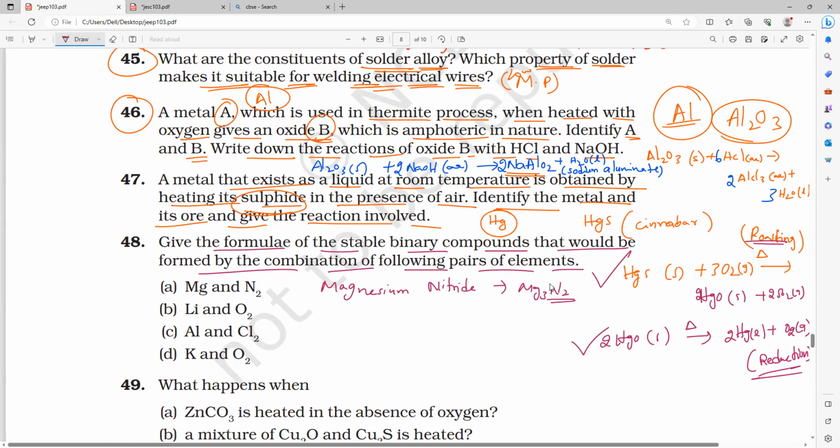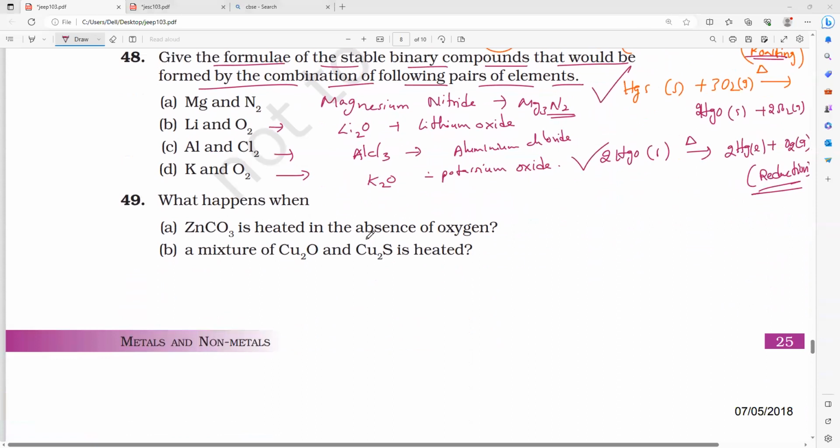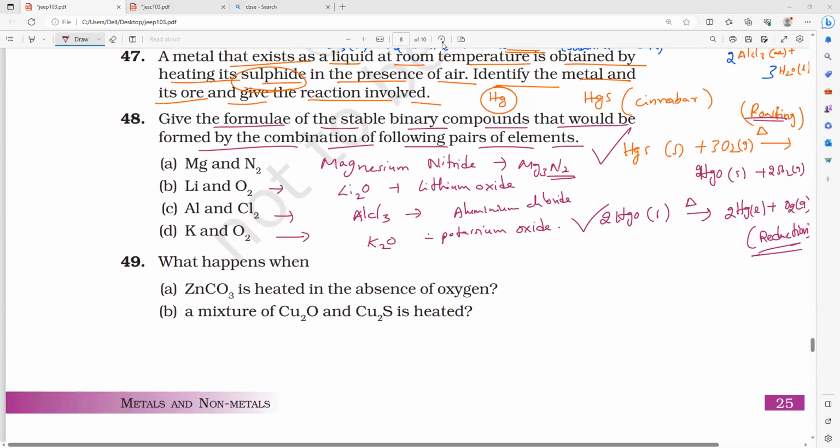Please write it. Next, Li and O2. What will happen? Lithium oxide. Li plus O2 gives Li2O, lithium oxide. Aluminum chloride. Al and Cl2, aluminum chloride, AlCl3. Next, potassium and oxygen, potassium oxide, K2O. Potassium oxide. Clear? Next. Make it fast, everybody.